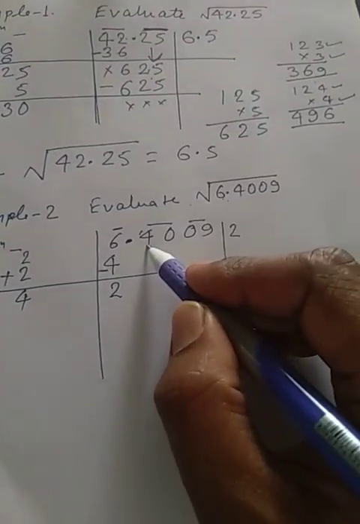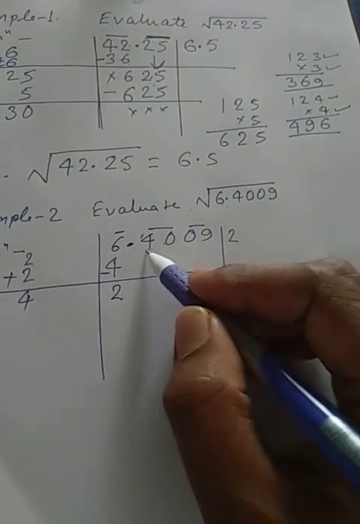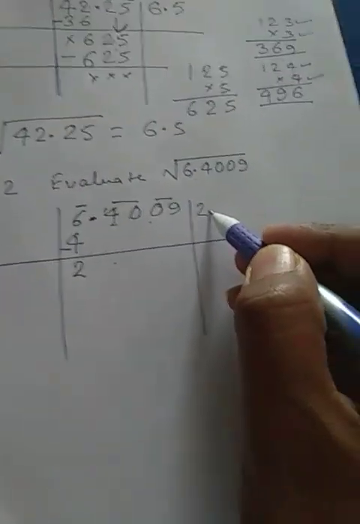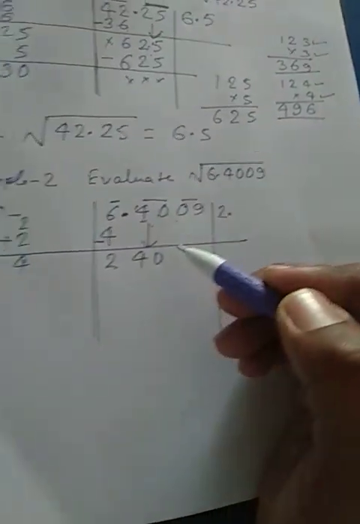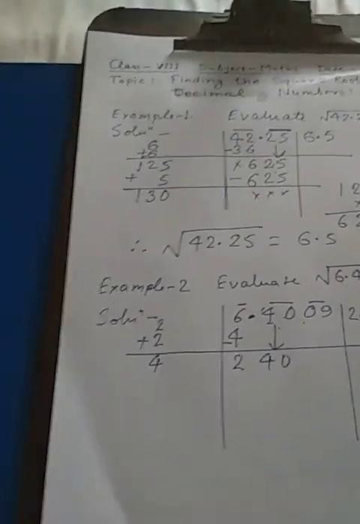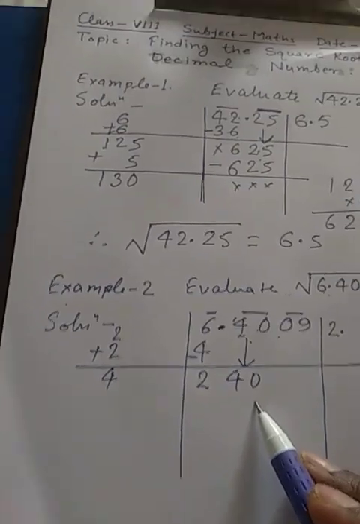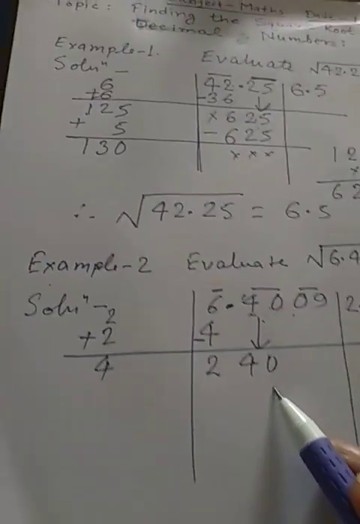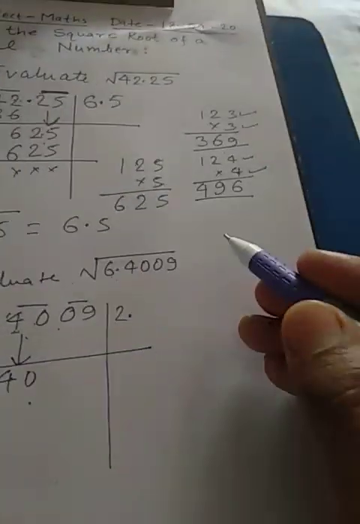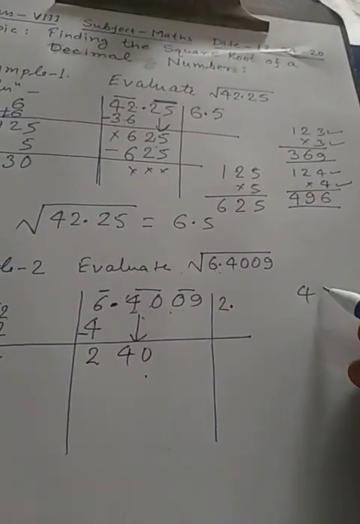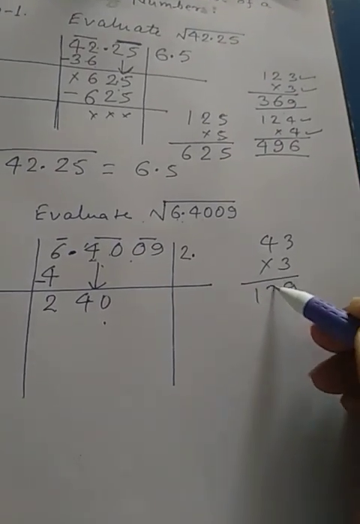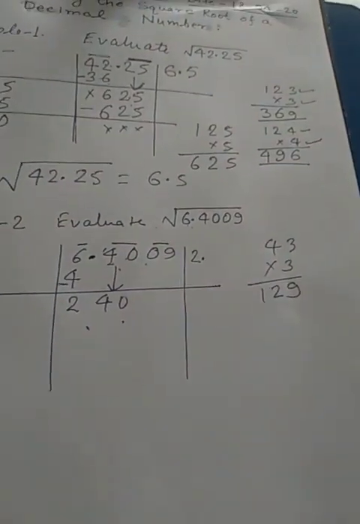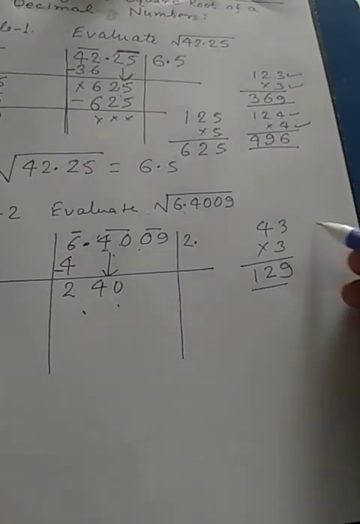Now to take 40 here, we have to place the decimal point here and then put 40 here. Now we have to put a digit such that the product is 240 or less than 240. So I am checking here 4, 3: 3 3s are 9, 3 4s are 12, very less than 240. Here I am taking another 40.